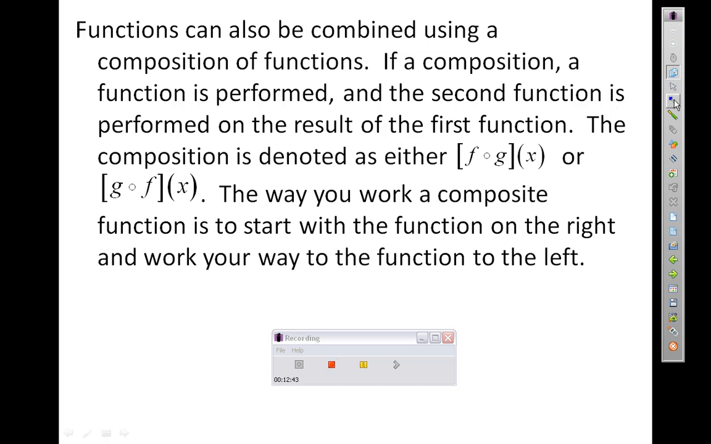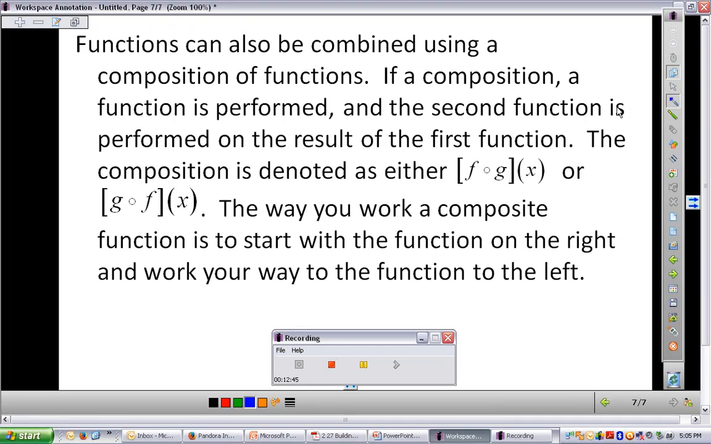Moving forward, we can also look at a different way of combining functions. As you can read here, we can also combine functions using what we call a composition of functions. If the composition of function is performed, the second function is performed on the result of the first function. What that means, we'll usually see it like this. This is read f of g of x, or g of f of x.